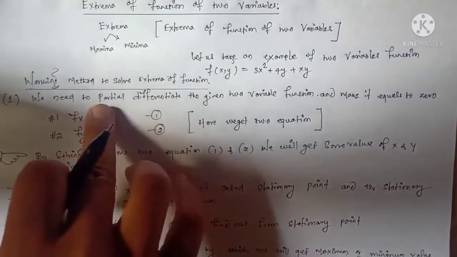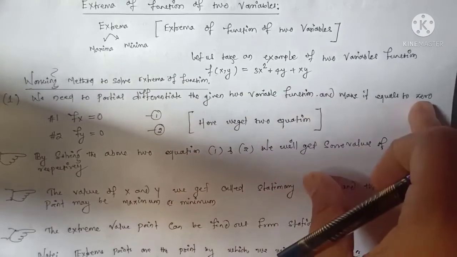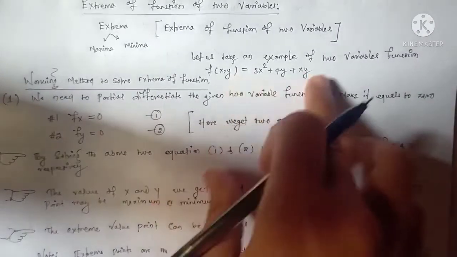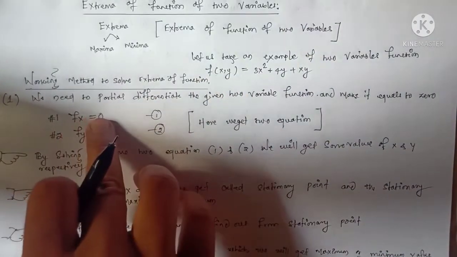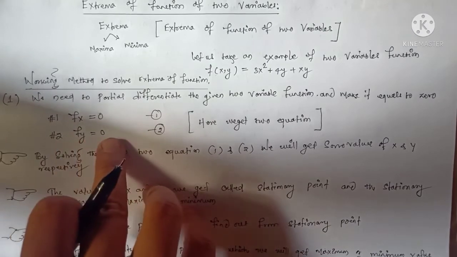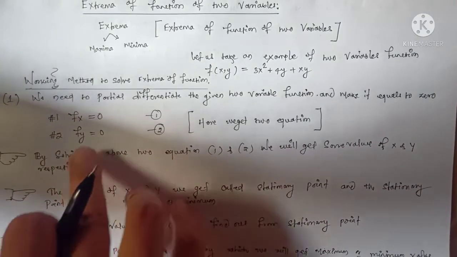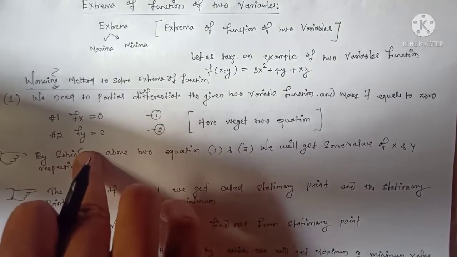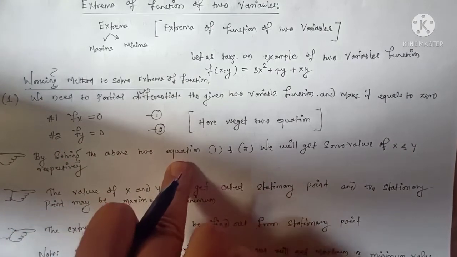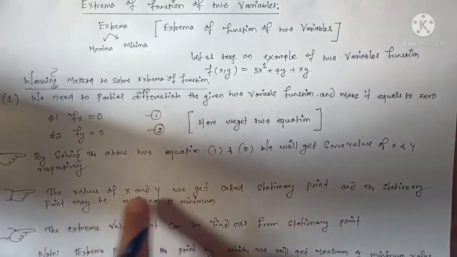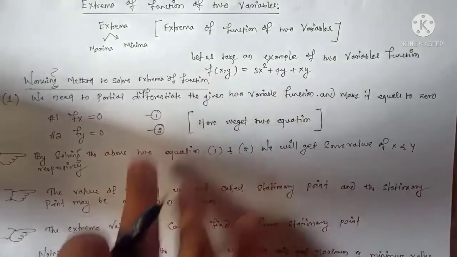First we need to partially differentiate the given two variable function and make it equal to 0. That means we take the partial derivative with respect to x and set fx equal to 0, and fy equal to 0, and here we will get two equations. By solving these two equations we will get values of x and y, let us consider them as a and b. That point is called the stationary point.